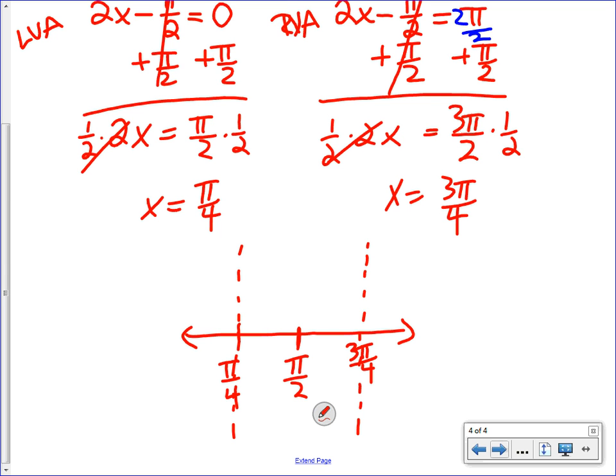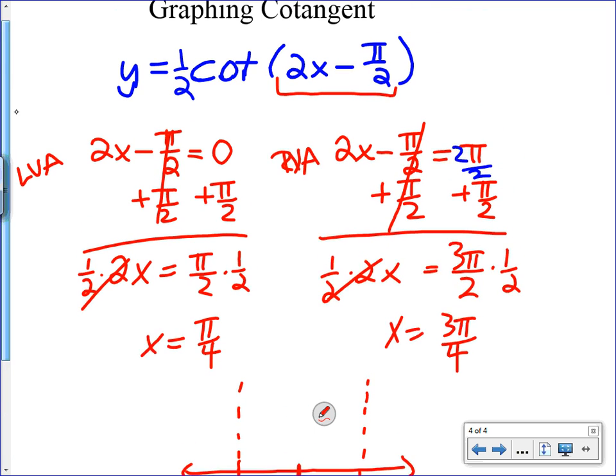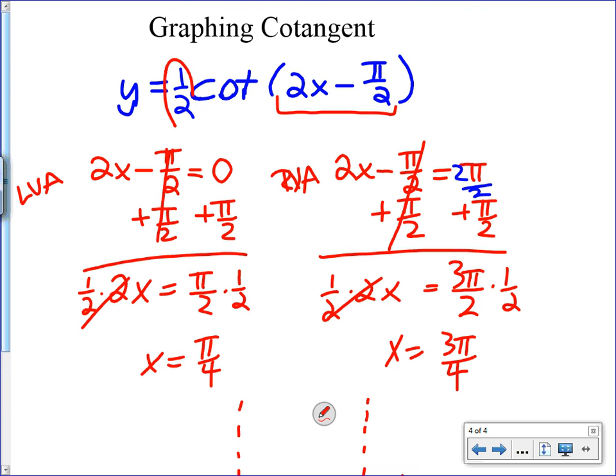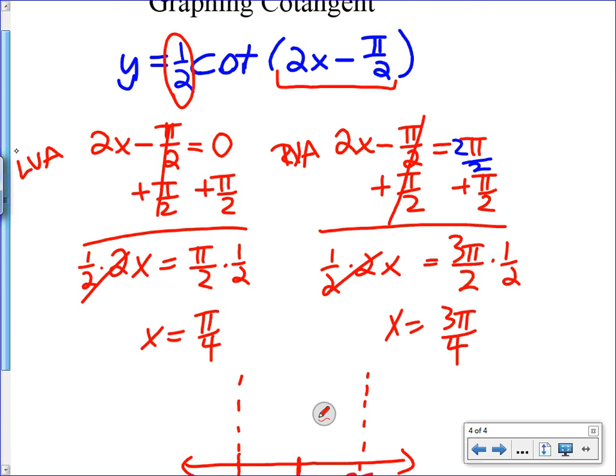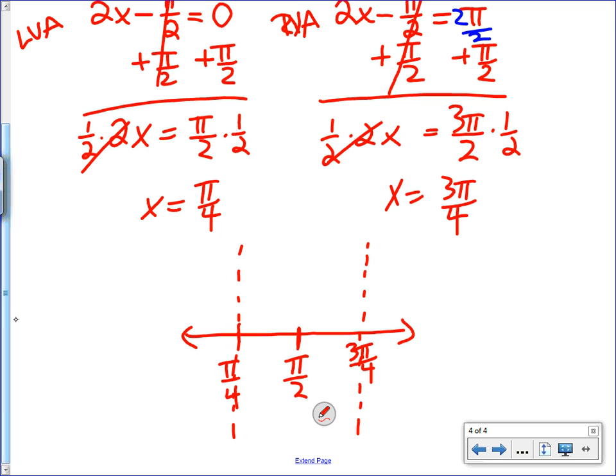Now, let's go back to our function. This is where we need to consider A. A is equal to 1/2. That is going to be a vertical compression by 1/2. So I just want to kind of flatten out my graph when I sketch it. And remember, cotangent is a decreasing graph. Okay, so maybe something like that. Okay, again, it's just a sketch.